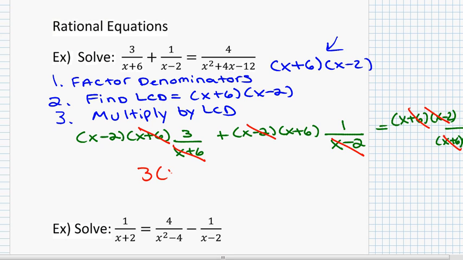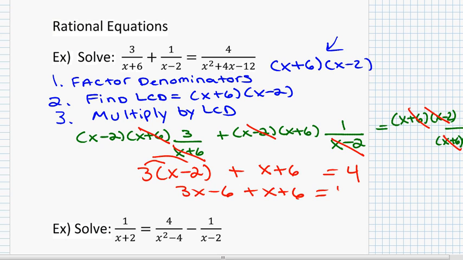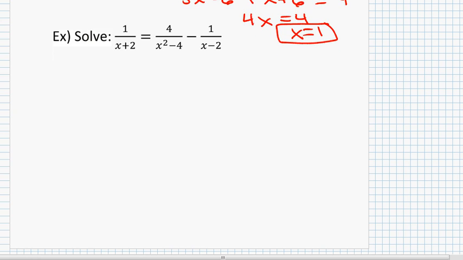So now you're left with 3 times x minus 2 plus x plus 6, because 1 times anything, equals 4. And now you can just go ahead and distribute and then solve. So you get 4x equals 4, x equals 1. And notice x equals 1 will work because that is not a restriction on the domain. The restriction on the domain would be x cannot equal negative 6 and x cannot equal 2. So your answer works.